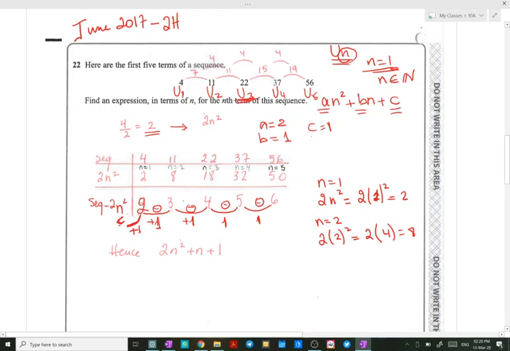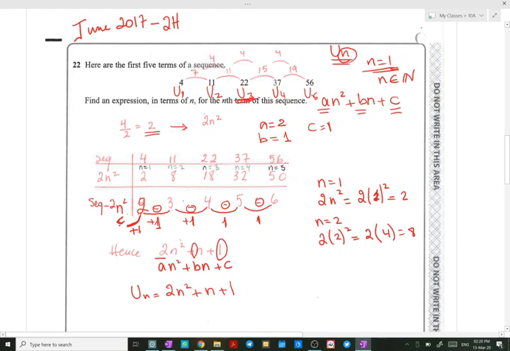So now let us replace all of these coefficients. a equals 2, b equals 1, and c equals 1. So this is the nth term of the sequence in terms of n: un is equal to 2n squared plus 1n plus 1.